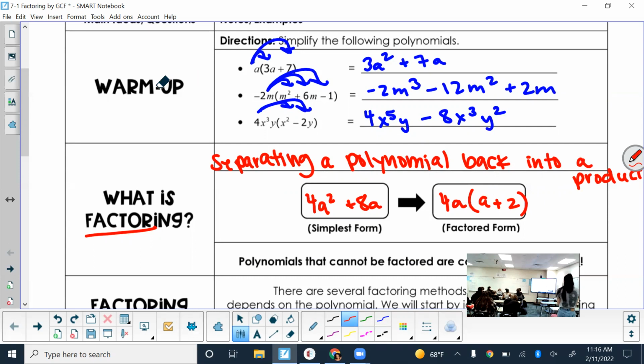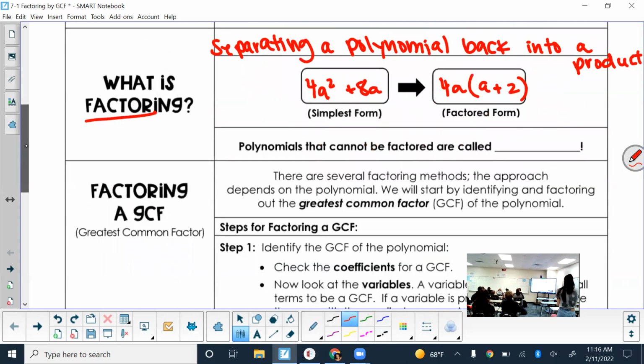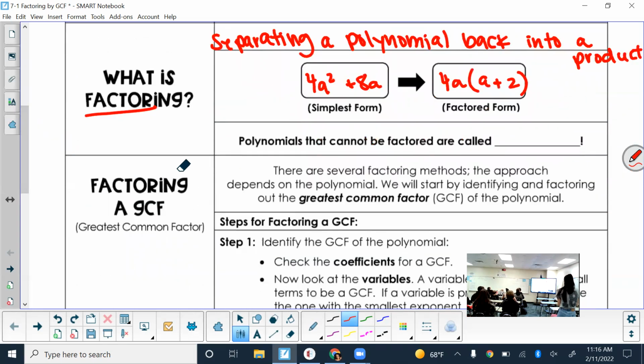There's a ton of ways you can do that. Today we're going to look at factoring by GCF, the greatest common factor. I'm hoping the word GCF is familiar to you. You might have forgotten what it is. That's okay. We'll remind you. But first, and we'll fill in this blank later, by the way, here are some steps for factoring a GCF. First thing you're going to do is look at the coefficients. So what's a coefficient?